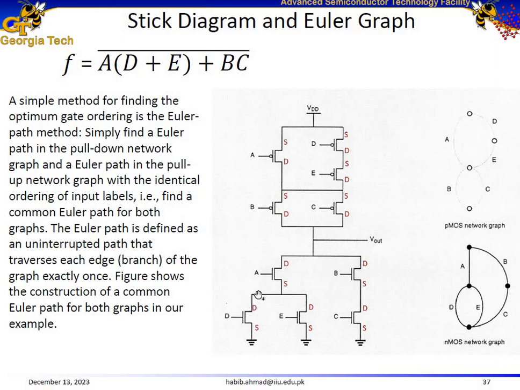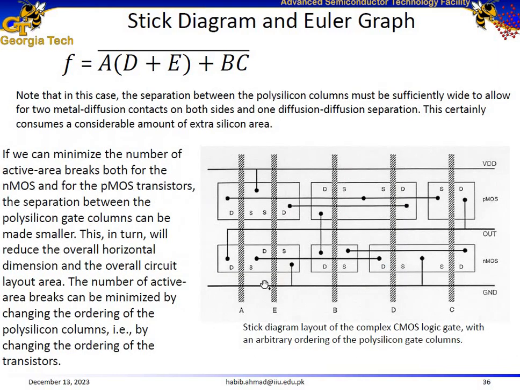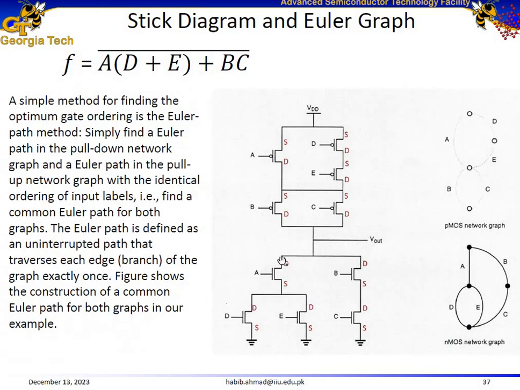The drains of D and E are connected with the source of A, so it means that the combination of these two is connected in series with A. Then the drain of A is connected to the output. It forms the circuit part for the pull-down network.